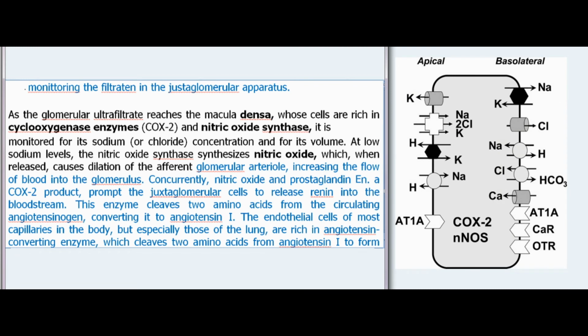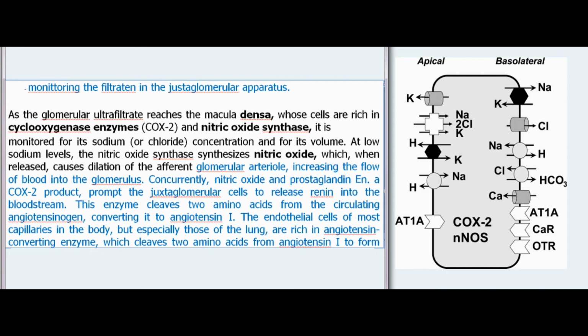Monitoring the filtrate in the juxtaglomerular apparatus. As the glomerular ultrafiltrate reaches the macula densa, whose cells are rich in cyclooxygenase enzymes, COX-2, and nitric oxide synthase, it is monitored for its sodium, or chloride, concentration and for its volume. At low sodium levels, the nitric oxide synthase synthesizes nitric oxide, which, when released, causes dilation of the afferent glomerular arteriole, increasing the flow of blood into the glomerulus.